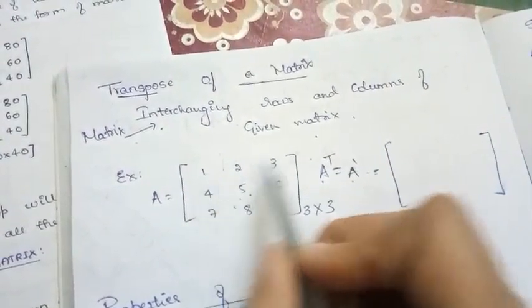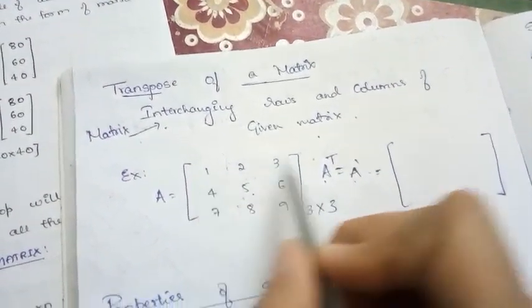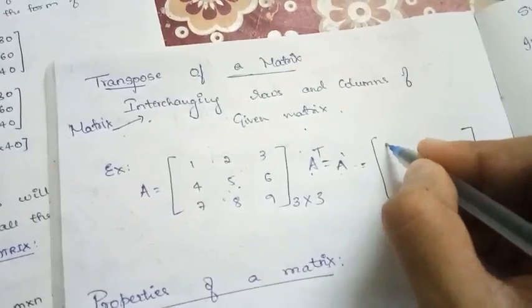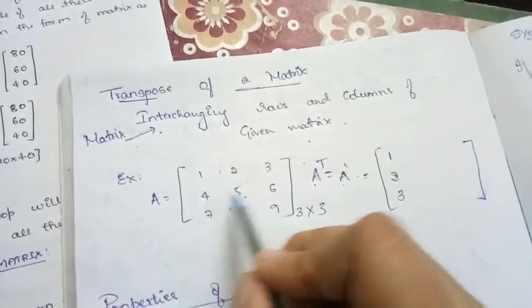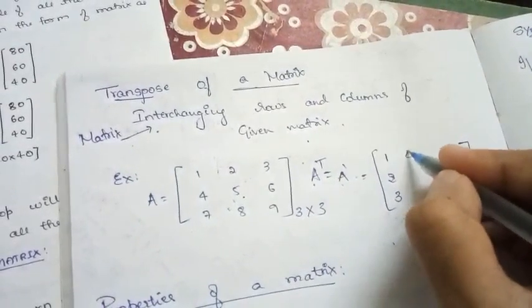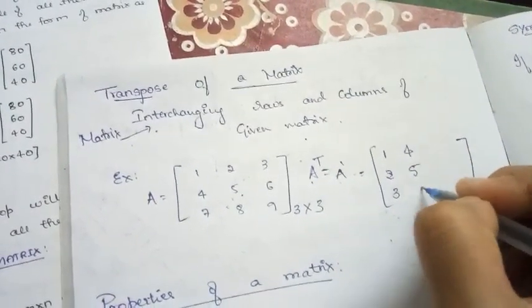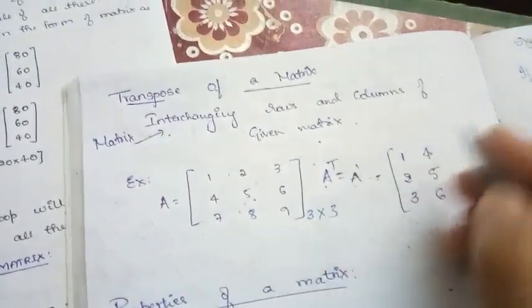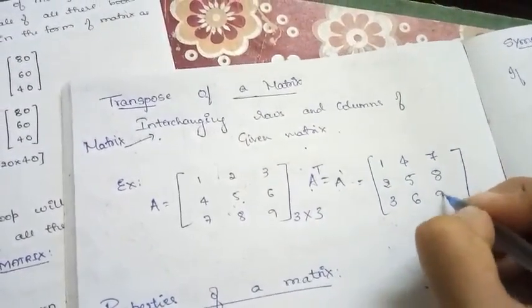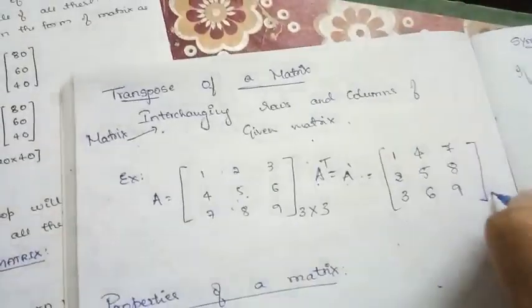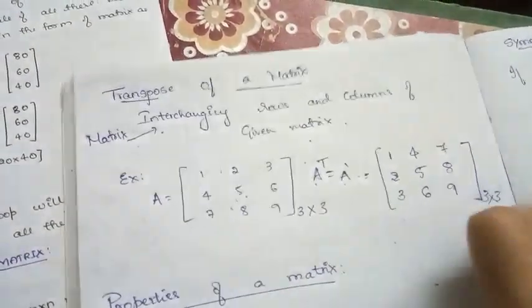For example, here our first row is 1 2 3. This row is interchanged into our first column, that is 1 2 3. The next row is 4 5 6. That row is changed into the column 4 5 6. 7 8 9 is the third row, so 7 8 9 became our third column. Again this one is of order 3 cross 3.